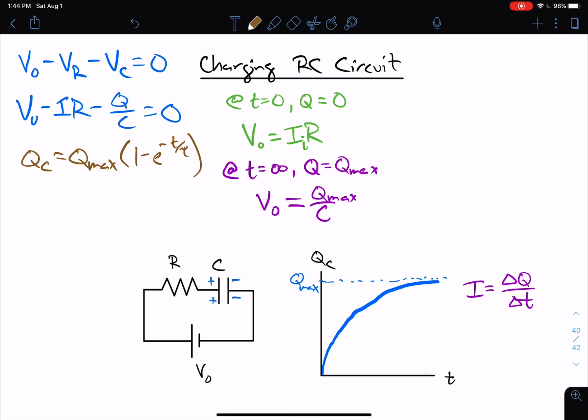Q sub c, that's the charge on the capacitor, equals Q max times the quantity of 1 minus e to the negative t over tau, where tau is called the time constant, and it's RC. And in terms of MKS units, time is measured in seconds, resistance is ohms, and capacitance is farads. So a second is equal to an ohm times a farad.